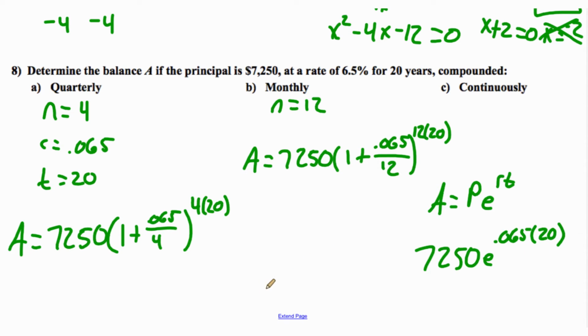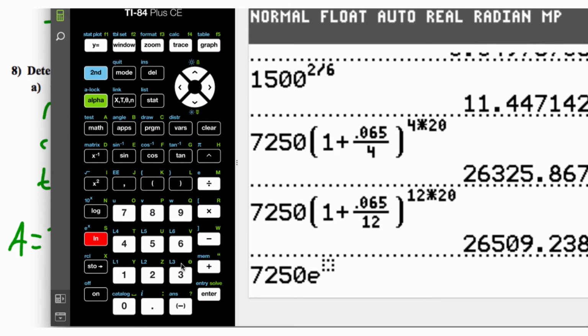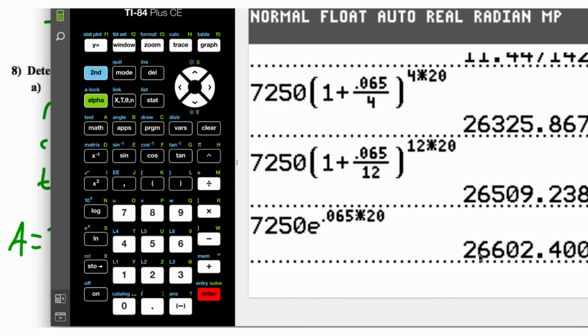And again, I'm going to type this into my calculator. So 7,250, our e to the x is right above the ln, so we go second ln, and our power is going to be 0.065 times those 20 years. And when we hit enter, we should get $26,602.40 for that one.